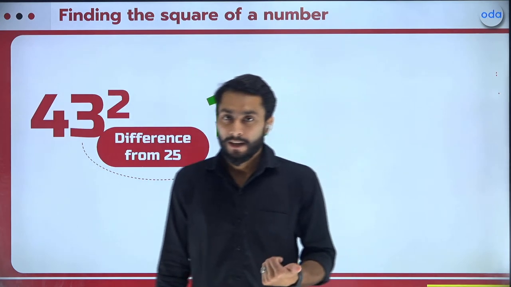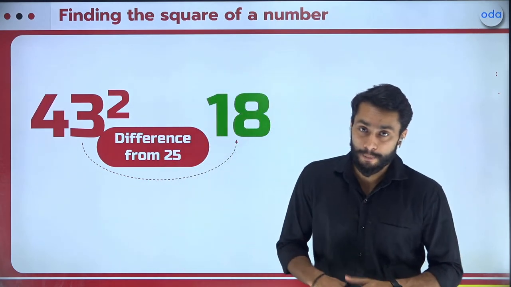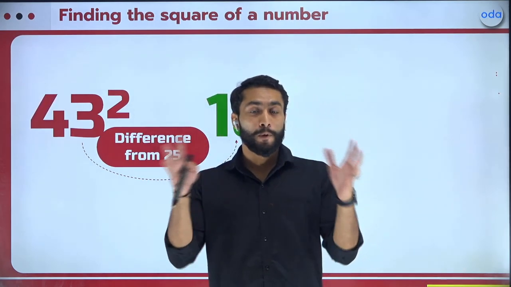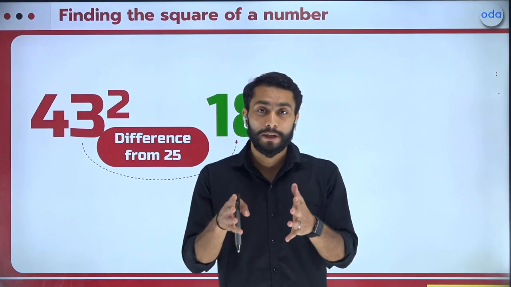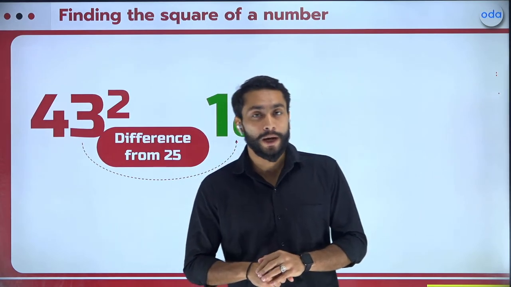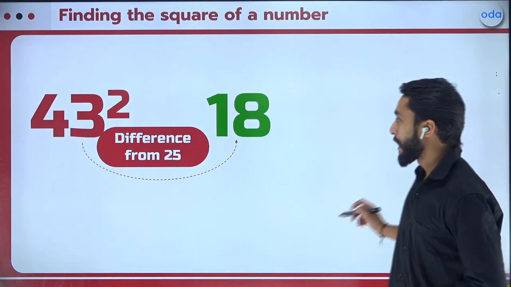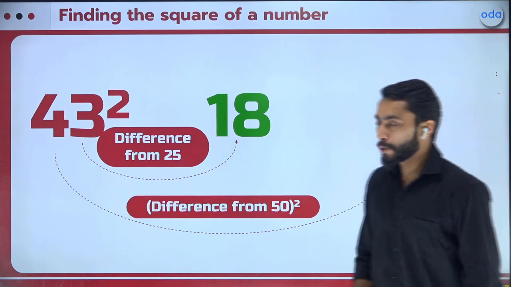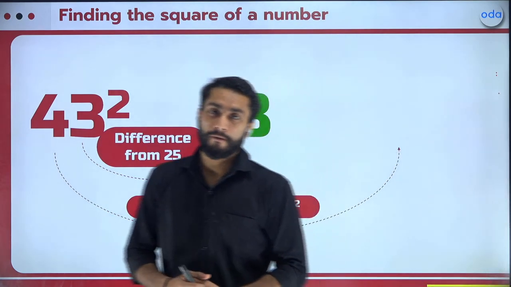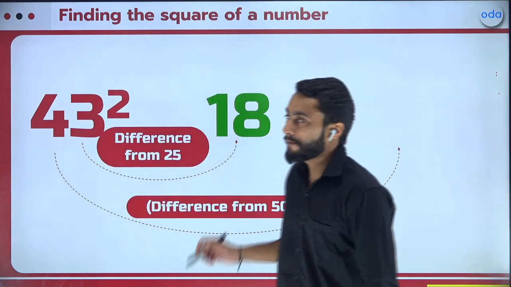Pretty easy, right? Abhi tak hame lag raha tha ki square number nikalne ke liye numbers ko likhna padta hai, pura pura calculation karna padta hai. But we have got 50% of the answer just by asking one simple question. Kitna dur hai number 25 se? 18 away. First 2 digits we have got. What about the last 2 digits? How far is this number from 50? It is 7 away. What is the square of 7? 49.